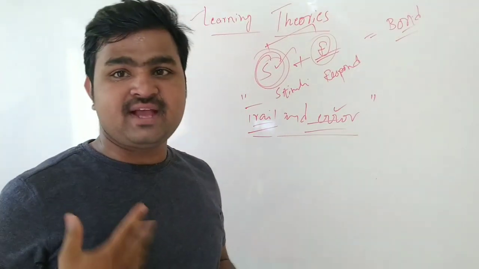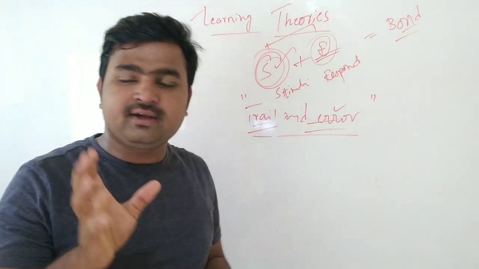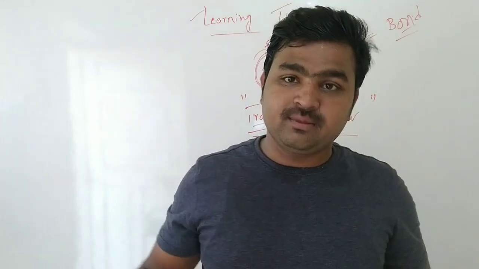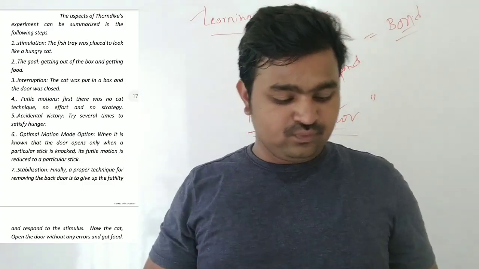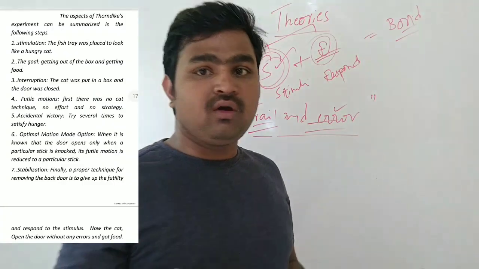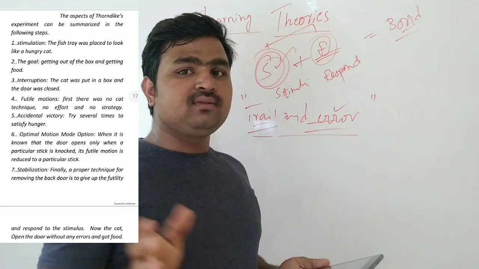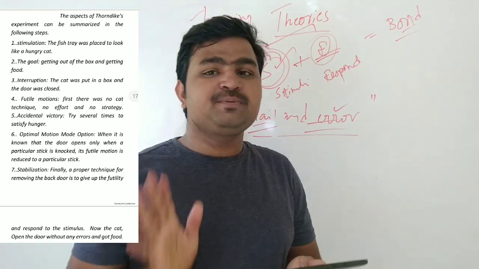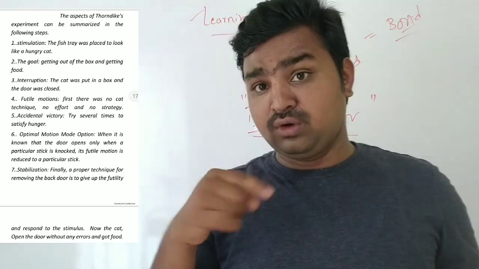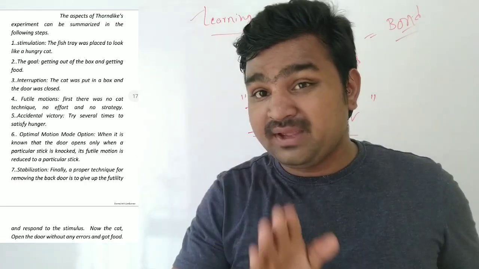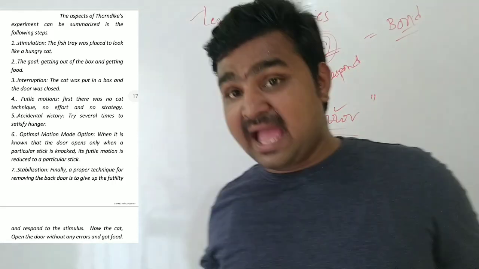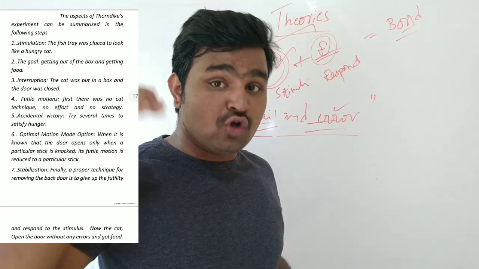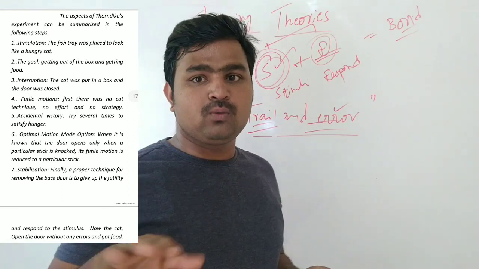Understand the stimulation. As I told you, what was the stimulation for that cat? The stimulation was that the fish was placed outside of that box. Then the goal: what was the goal of that cat? The goal is that the cat should go out and eat that fish. Clear? Then interruption, a very important thing. What does interruption mean? What is stopping that cat? Yes, the door was locked.